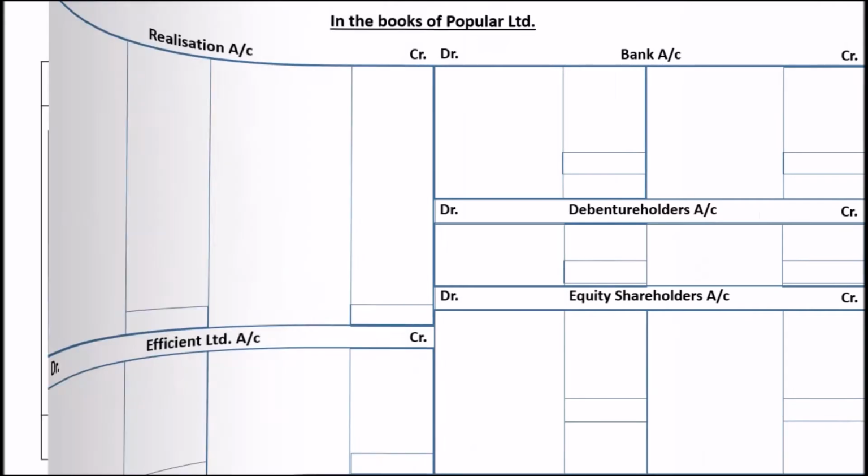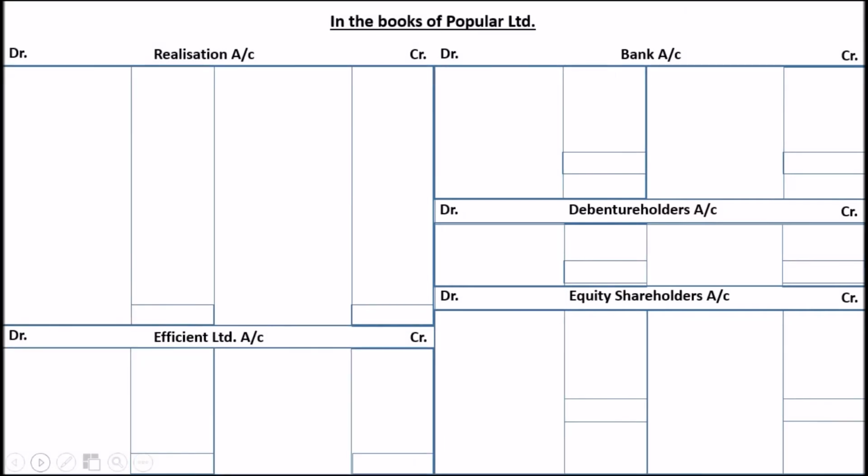Now we will prepare ledger accounts in the books of Popular Limited. We need the realization account, the purchasing company, that is Efficient Limited account. We need a bank account, debenture holders account, and finally the equity shareholders account. Now passing entries in the books of Popular Limited.